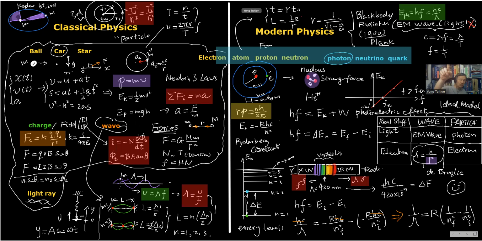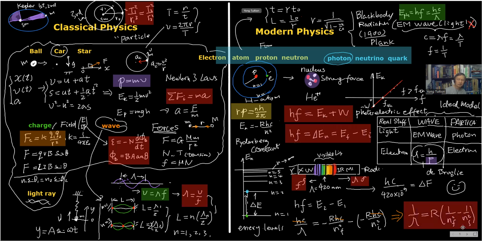But remember, when you're dealing with a photon or light, you have to use c, not v, as we discussed before. If you go into quantum, the photoelectric effect is very useful. This is absorption, and energy level. And this is called Rydberg's formula.